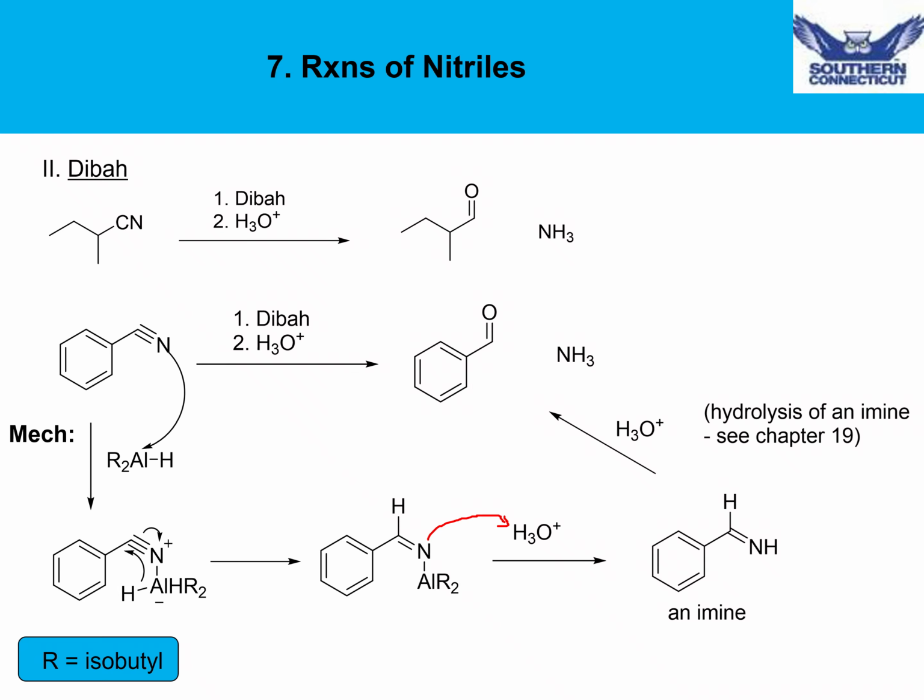As we learned earlier this semester, imines, when treated with aqueous acid, will be converted into the corresponding carbonyl, either an aldehyde or a ketone, depending on the structure of the imine. In this case, this imine will be converted into this aldehyde shown here, benzaldehyde, plus ammonia.